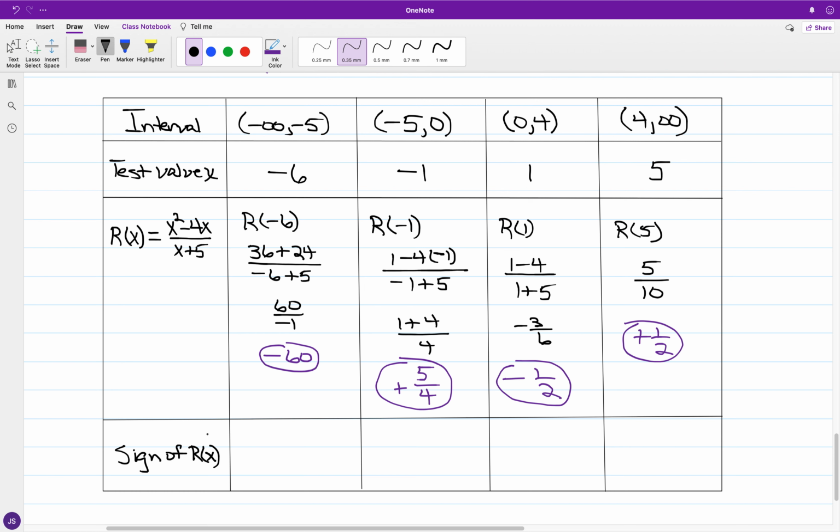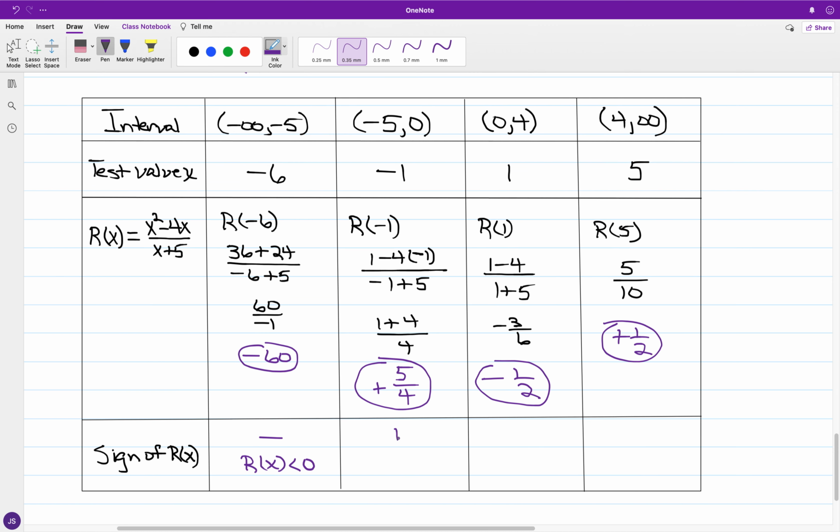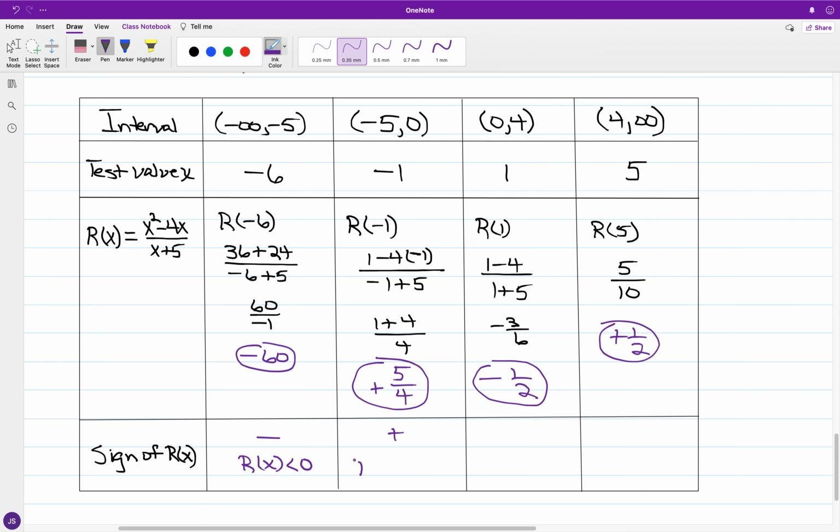As for the sign of r of x, okay, so anything selected from the first, we have a negative output. And the next categorical output, okay, we have to be positive. Next we have to be a negative. Last we had to be positive.